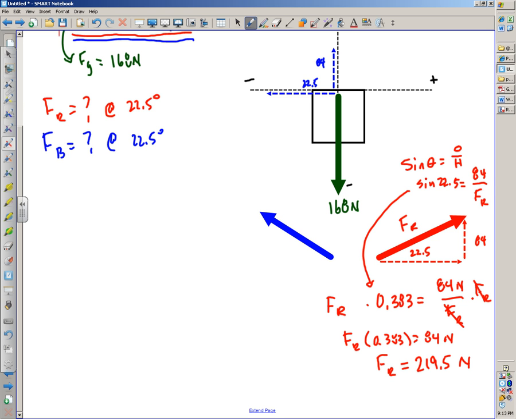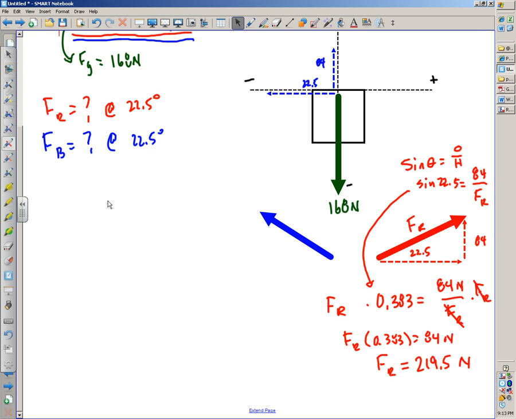Now, just to check, right? F of r is the hypotenuse of this triangle, and that means it has to be the longest side. If you do this and you don't do your math right and you get a number lower than 84, which I know some of you are going to do, go back. Mathematically, you can't have a number lower than 84. The hypotenuse always has to be the longest side.